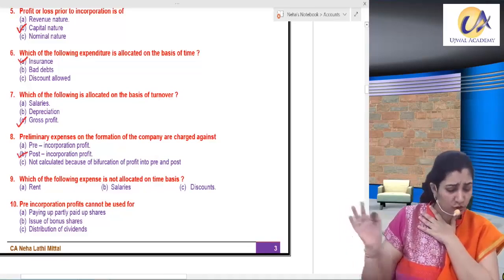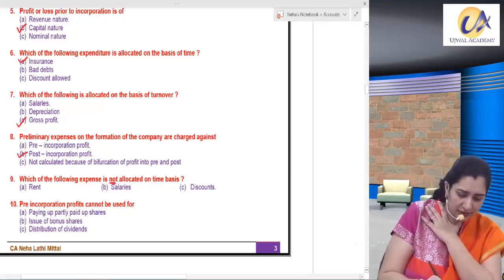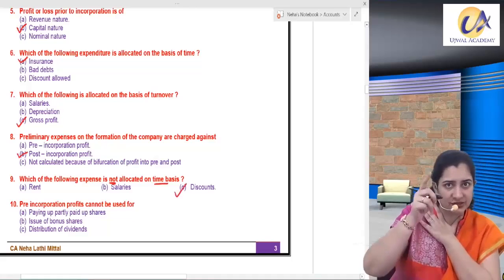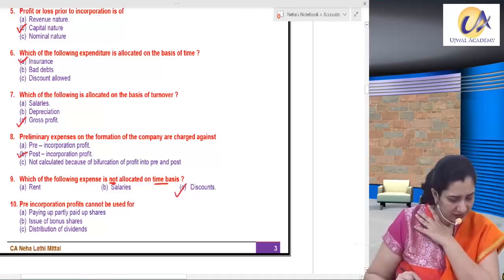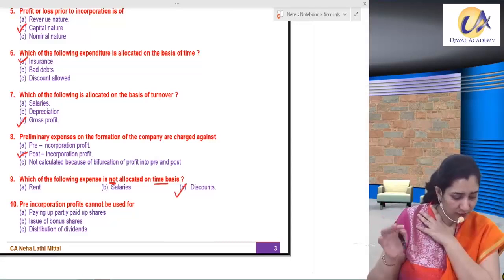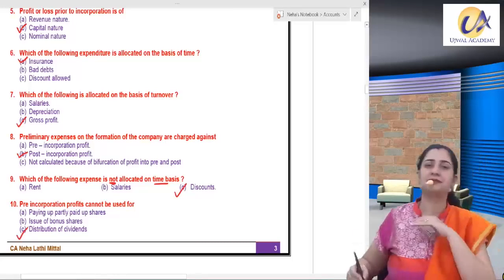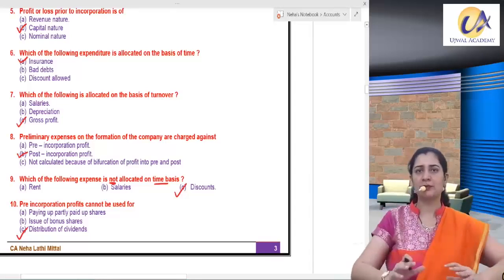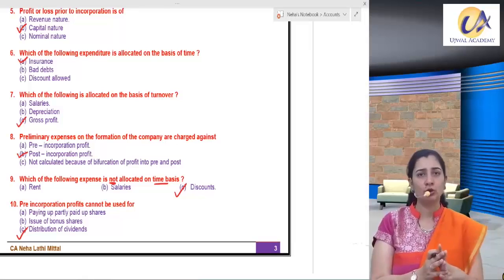Which of the following is not on time basis? Salary is time, rent is also time, discount is sales, not time. So C is the answer. And pre-incorporation profit cannot be used for dividend. All correct. With this, my theory of this chapter, my concepts of this chapter are over.